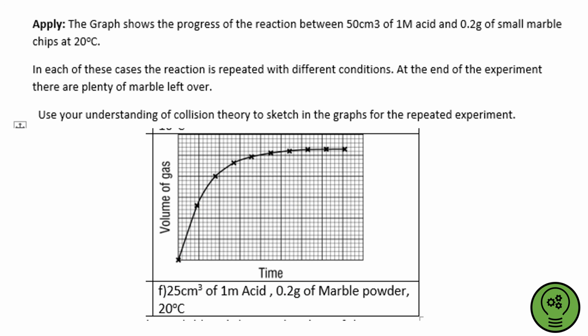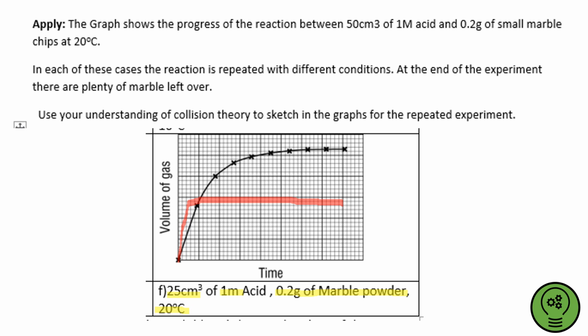Okay, with this one here, 25 centimeters cubed, I've only got the half amount again. The same concentration, same amount of marble, but we have a powder and 20 degrees. Okay, so the powder means I've changed the surface area. They're very small pieces, aren't they, powder? So the smaller the piece, the larger the surface area, the faster the rate of reaction. So I'm going to have a fast reaction, but I'm not going to make as much because I don't have the 50, I only have 25. So again, it's going to be faster. It's going to be over very quickly, but I'm going to make just half the amount because I only have half the reactants.